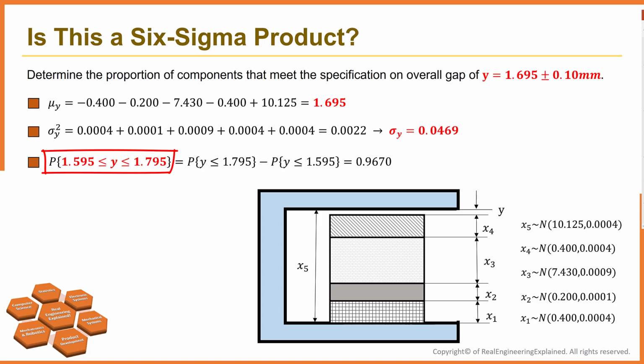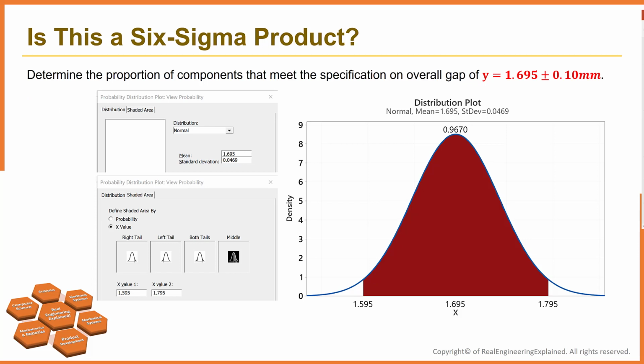Let's switch to Minitab and find these probabilities. Go to probability distribution plots and select the normal distribution. Put in these values for the mean and 0.0469 for the standard deviation. Then go to the shaded area, select the x value, and then the middle. The LSL is 1.595 and the USL is 1.795. And finally, hit OK.